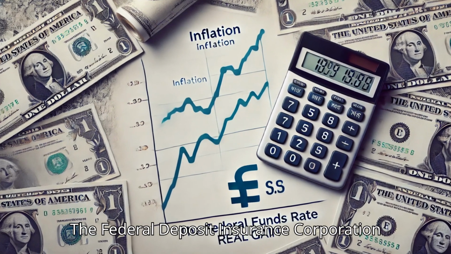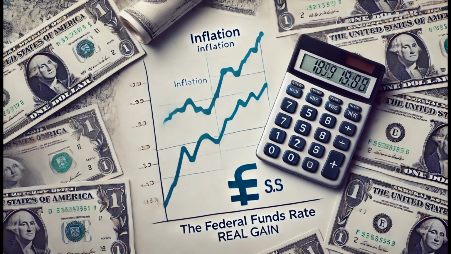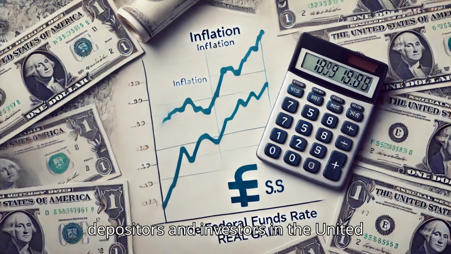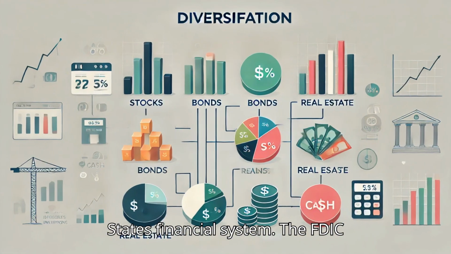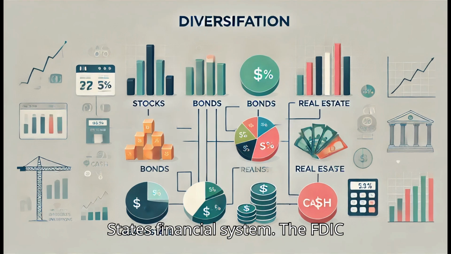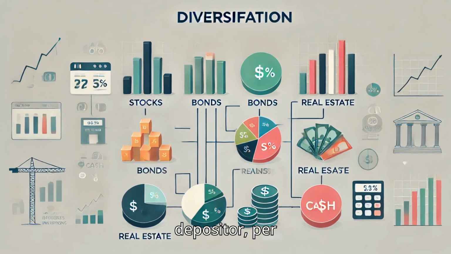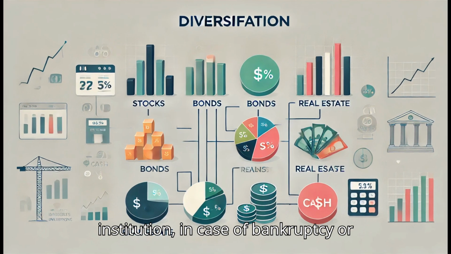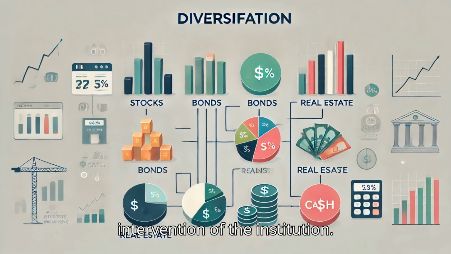The Federal Deposit Insurance Corporation, FDIC, is a government entity that protects depositors and investors in the United States financial system. The FDIC insures up to $250,000 per depositor, per institution, in case of bankruptcy or intervention of the institution.